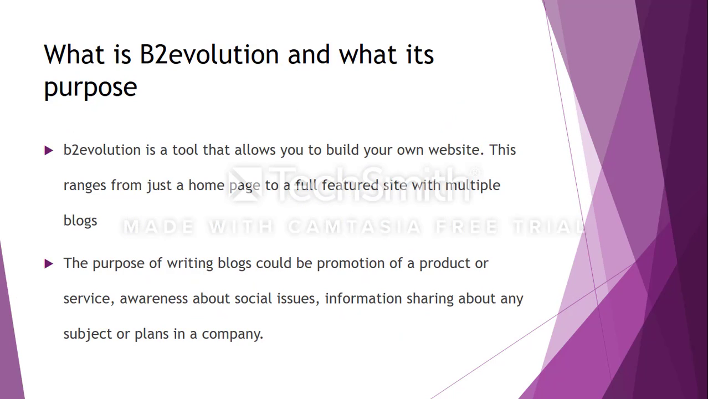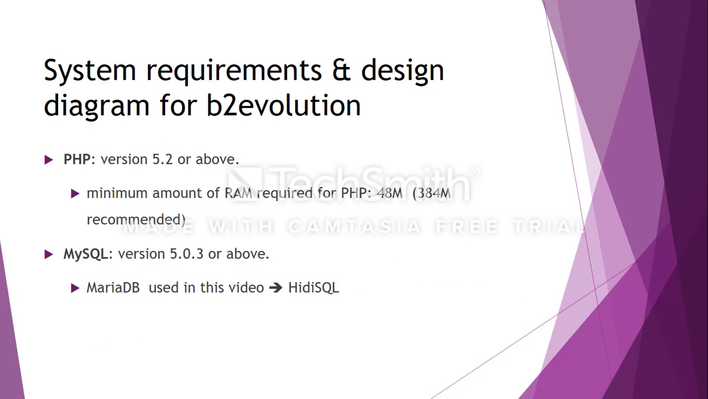Now we want to know what b2evolution is and what its purpose is. b2evolution is a tool that allows you to build your own website. This ranges from just a home page to a full-featured site with multiple blogs. The purpose of writing blogs could be promotion of a product or service, awareness about social issues, information sharing about any subject, or planning in a company. It has the same system requirements as Simple Machines Forum.